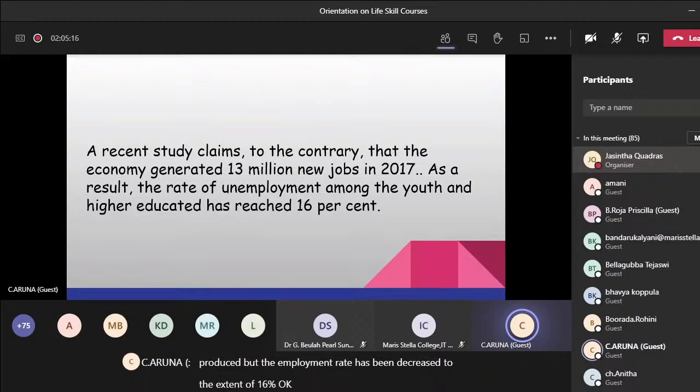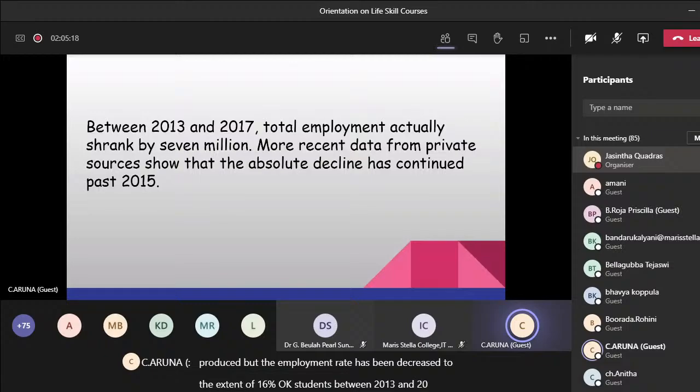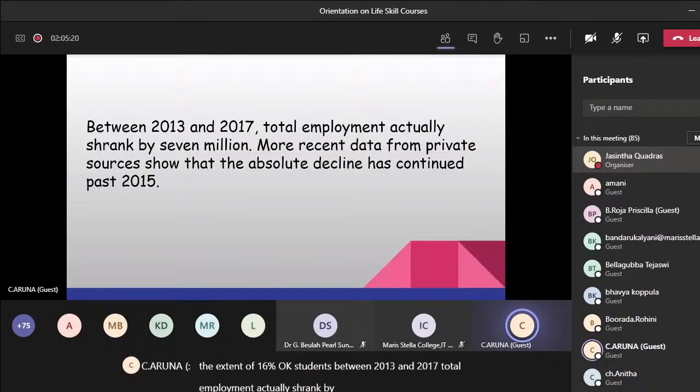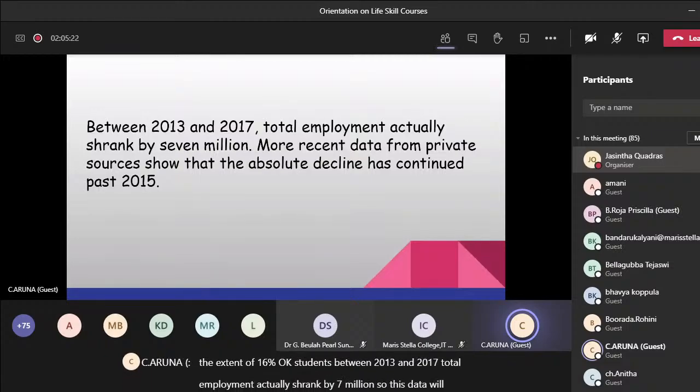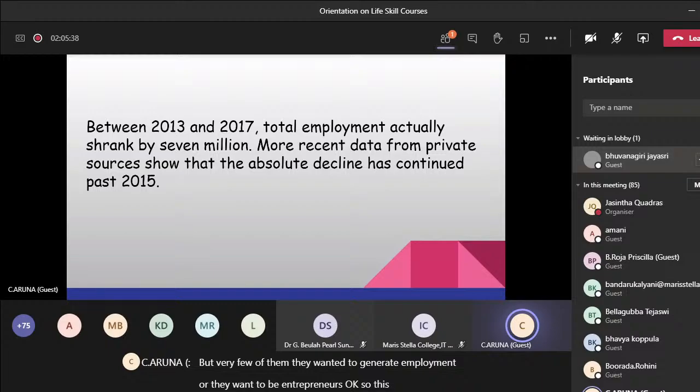Okay, students, between 2013 and 2017, total employment actually shrank by 7 million. So this data will tell you that definitely there are many graduates who are seeking employment. As a result, what will be happening? How many people? Yes, many of them want employment, but very few of them want to generate employment or want to be entrepreneurs. Okay, so this concept will make you clear how important entrepreneurship is.